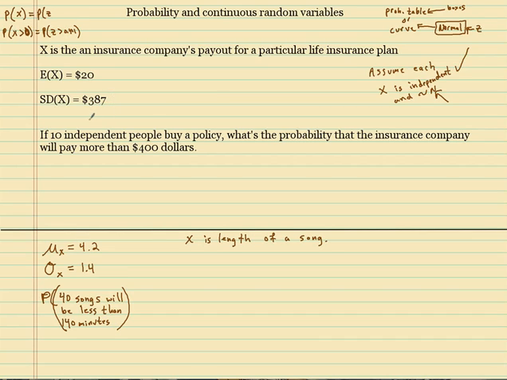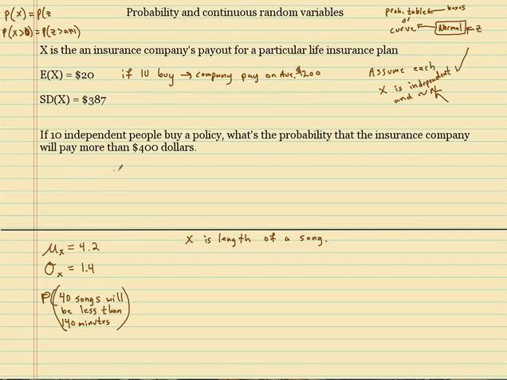Okay, so here, 10 people, and what's the probability that the company will pay more than $400? You could kind of see where I'm going, because if 10 people buy the policy, how much are they expected to pay? So if 10 buy a policy, how much does the company pay out? You don't even need notation for this. The company pays on average $200. You see that, right? That would be the mean of your 10 people.